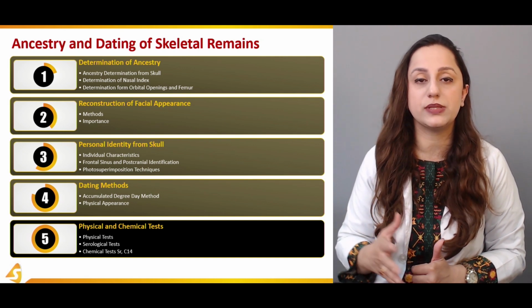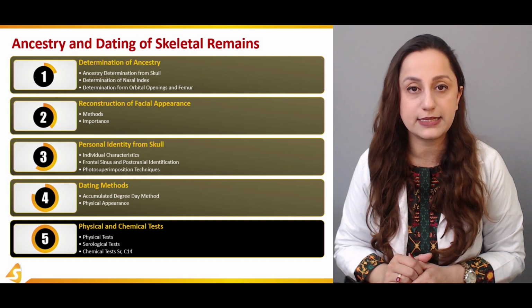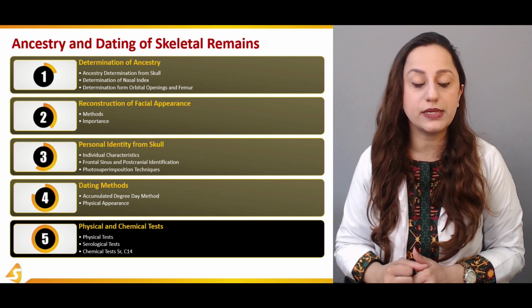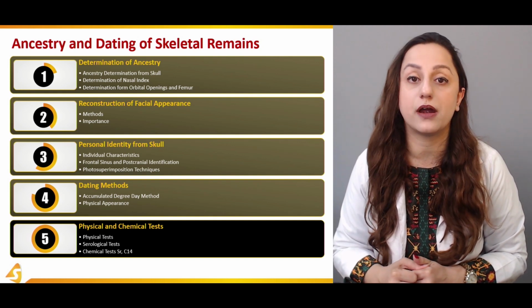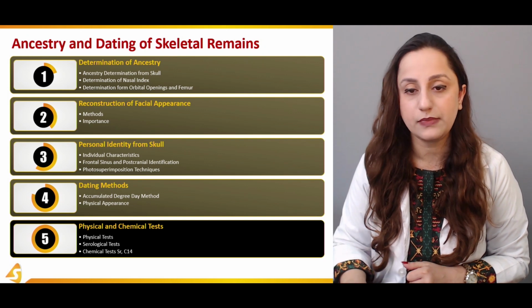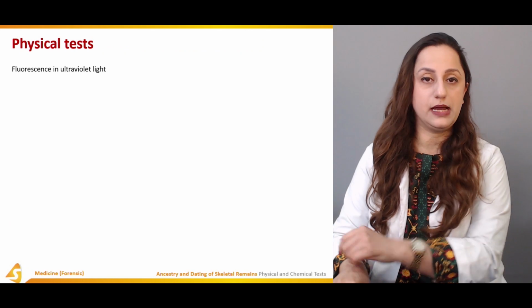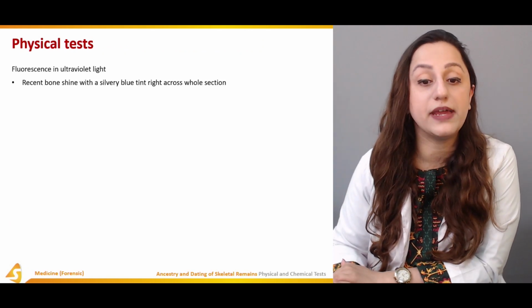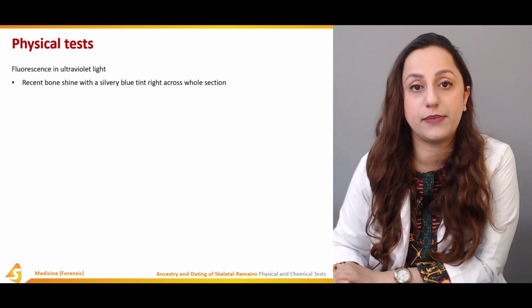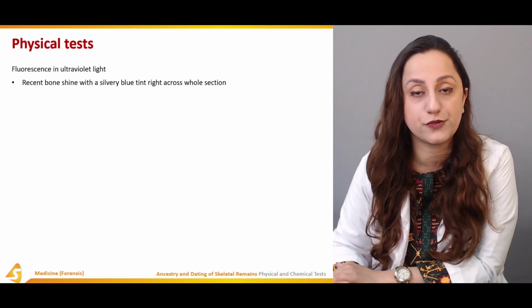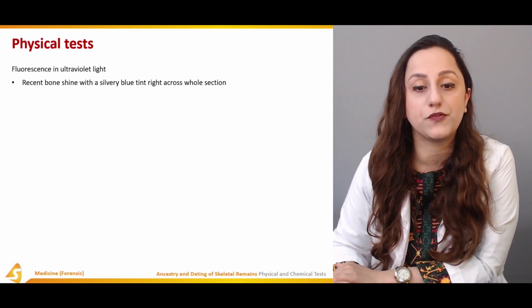This section deals with the physical tests, the serological tests that are performed, strontium-90, and the identification of carbon-14. The fluorescence in ultraviolet light is very important whenever we are talking about the physical tests performed for the identification of the bone.